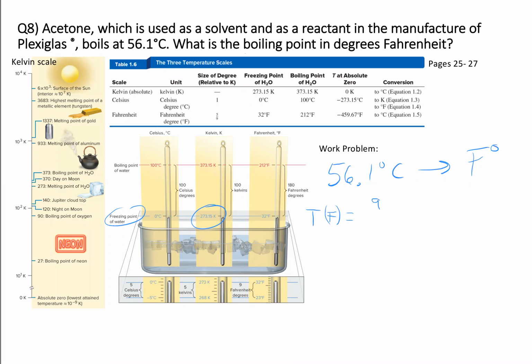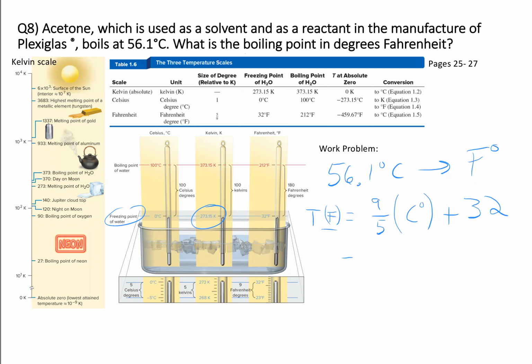In this case, we're converting degrees Celsius into degrees Fahrenheit. And to do that, what you do is you take your Celsius temperature, multiply it times 9/5, and then add 32. There's another equation if you want to go to Celsius from Fahrenheit. You can practice with that. That one's 1.5. But here we're going to Fahrenheit degrees.